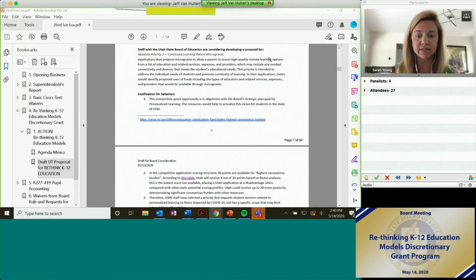We are a low impact state, receiving 4 out of the possible 20 points in that factor analysis. And in addition to that, we selected a priority that we thought not only would meet that personalized learning need, but was also a space we could be competitive, recognizing that all three of the priorities present opportunity. This was just a consideration of staff.